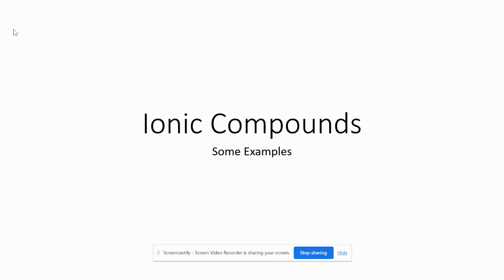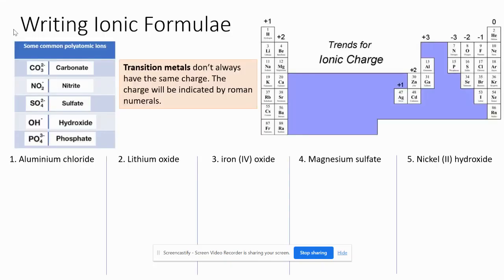In this video, we'll go over some examples of ionic compounds. Let's start with how to write the ionic formula of an ionic compound. This is some of the information we're going to need to do this. Let's look at the trends for ionic charge on the periodic table. We know that this correlates to the valence electrons in each element.